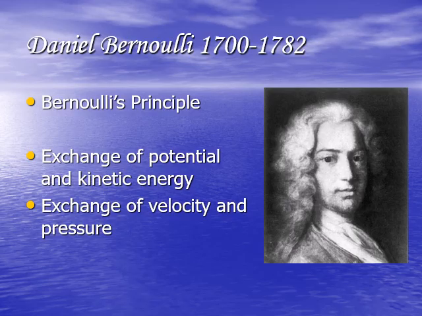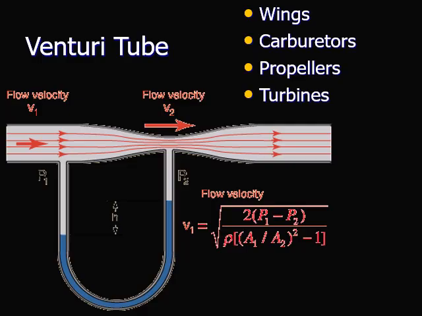Daniel Bernoulli discovered the relationship between pressure and velocity in a fluid. His principle helps explain lift, airflow in carburetors, and thrust in turbine engines and propellers. All critical concepts for maintenance technicians. A Venturi tube demonstrates Bernoulli's principle. As fluid velocity increases through a constriction, pressure decreases.